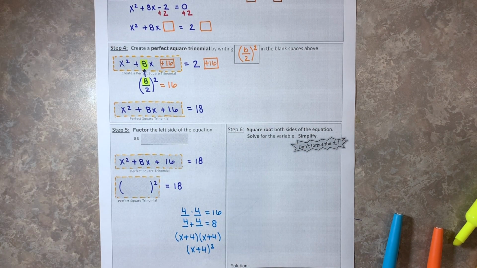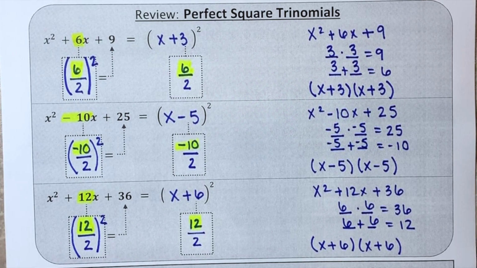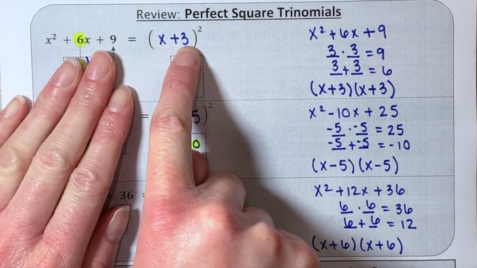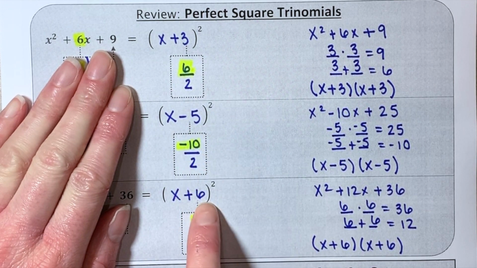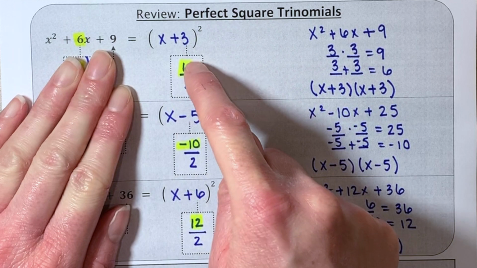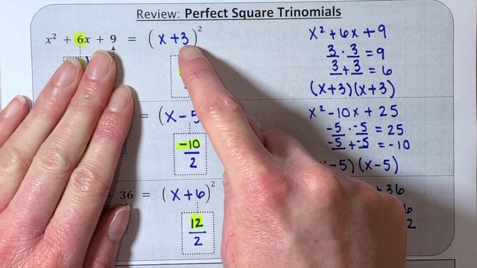So we can factor this perfect square trinomial using our normal techniques like we did here, or we can use the shortcut that we learned. The shortcut that we learned says that whenever you're factoring a perfect square trinomial, to figure out what number to put right here, just take the coefficient of your x and divide it by 2. So in this case, we took 6 divided by 2, and that gave us 3. So we put a 3 here.